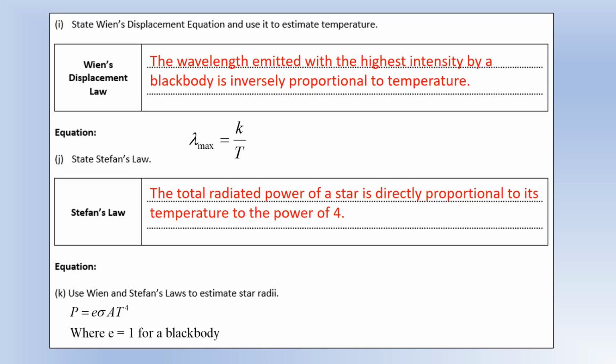So one of the things we can do is we can use these two laws. Stefan's law is the one you can see there. The P, or the radiated power, is E, which stands for emissivity.